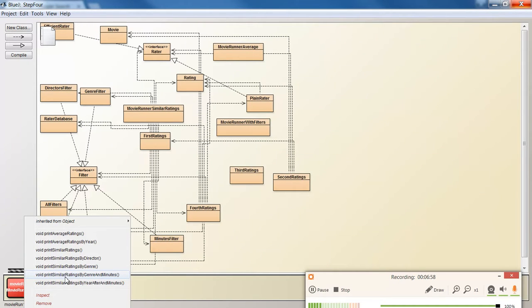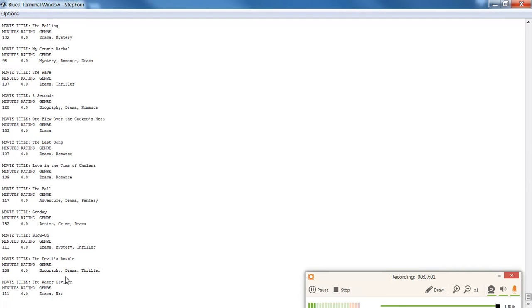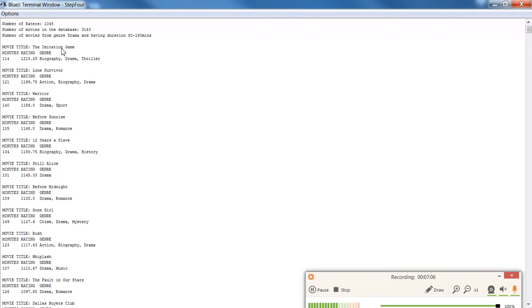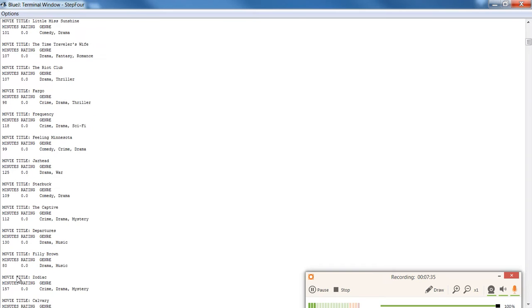Say we are interested in movies by genre and duration. So we get a huge list for this, and basically the query we placed was that we are interested in movies falling in the genre drama and having a duration between 80 and 160 minutes. So what we get as a result is movies satisfying this query. For instance, Whiplash, which was a hugely popular movie, has a huge rating of 1110.67, comes in the genre drama as well as music, and has a duration of 107 minutes.